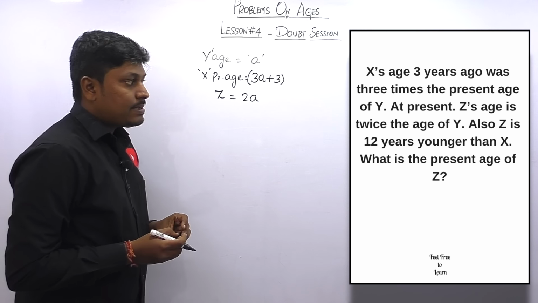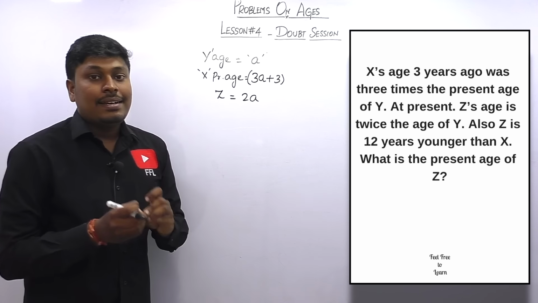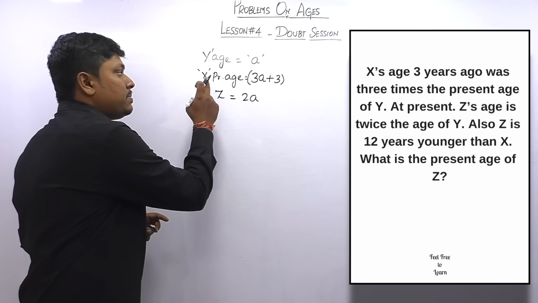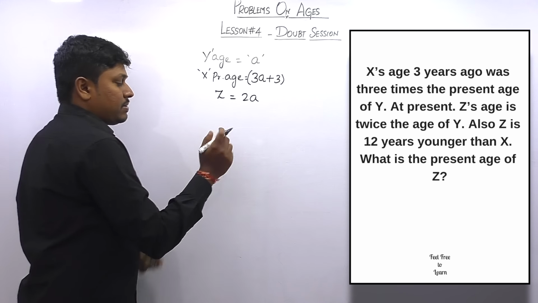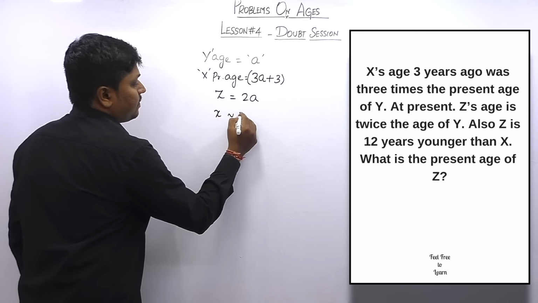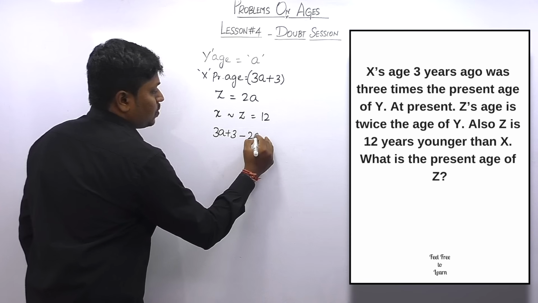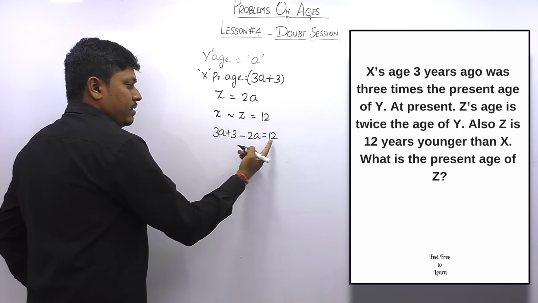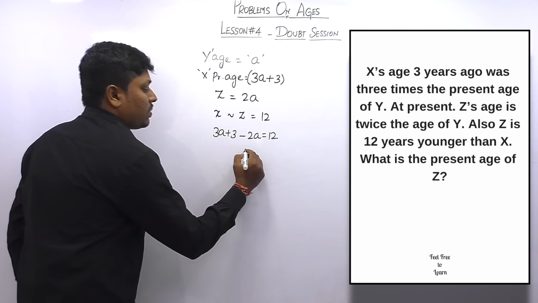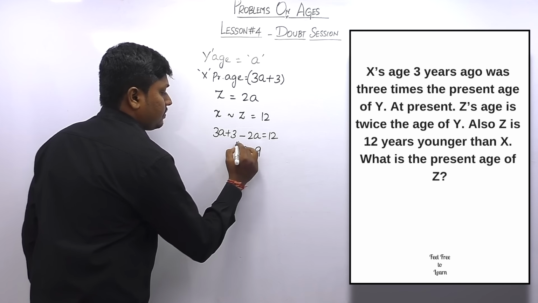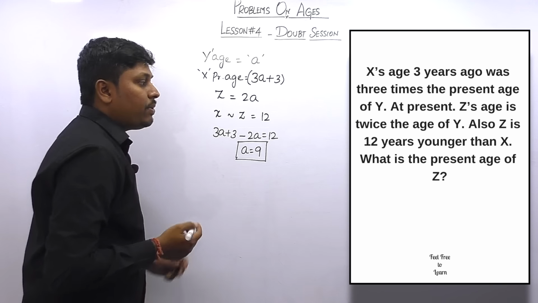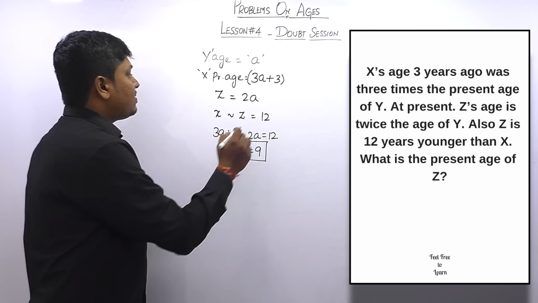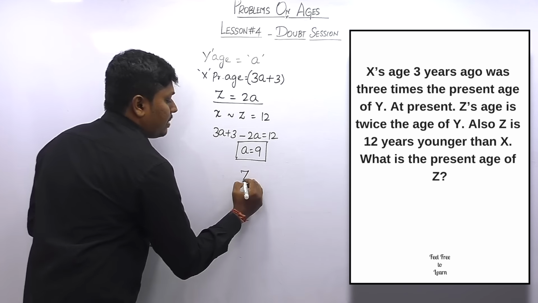And now what they are saying is Z is 12 years younger than X. The meaning is the difference between X and Z will be 12. So we can say X minus Z will be 12. So 3A plus 3 minus 2A is equal to 12. So 3A minus 2A will be A, and 12 minus 3 will be 9. So A is equal to 9. So finally we found the value of A and our target is to find the present age of Z. So present age of Z will be 2A, that is 2 into 9 will be 18.